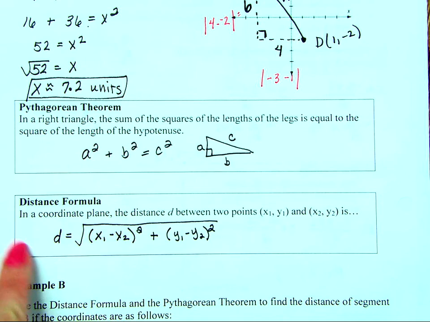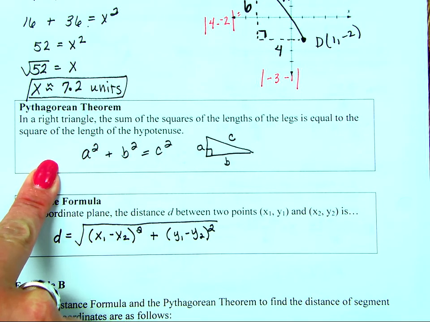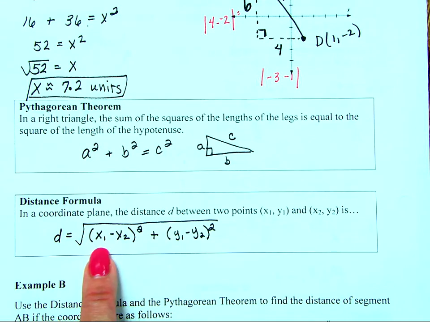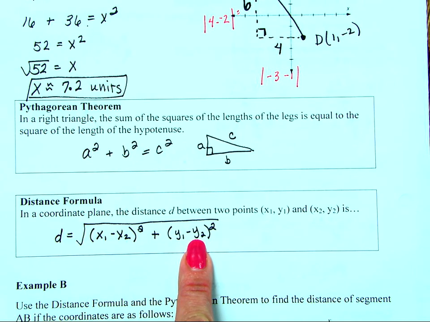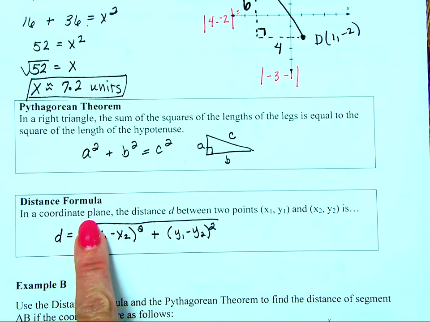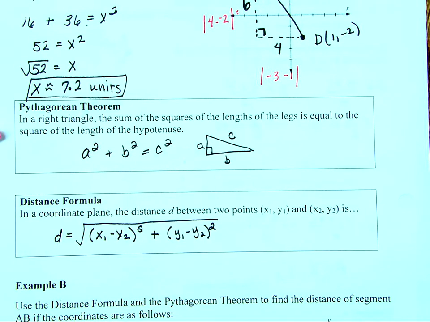This formula is derived from my Pythagorean theorem. Really, this part here is my a squared, and this part here is my b squared. And then the very last thing that you do in the Pythagorean theorem is take the square root of it. That's why we have this big square root sign there, a large radical. So the distance formula allows me to find the length without having to graph on the coordinate plane.